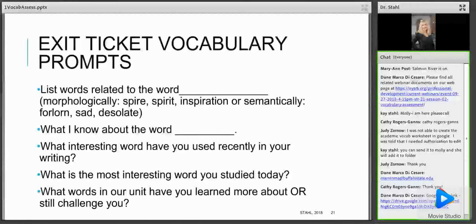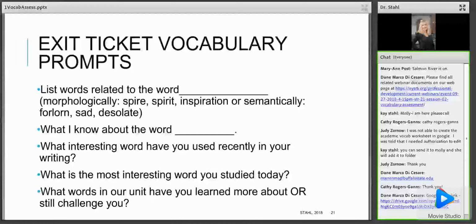This would be great in an ELA class if you're trying to expand your students' descriptive use of words. And so you could do something like that as an exit ticket. Then you could even have something like what I know about the word such and such, and as the exit ticket, you could give them 3 minutes, time them. In 3 minutes, write everything you know about such and such word.